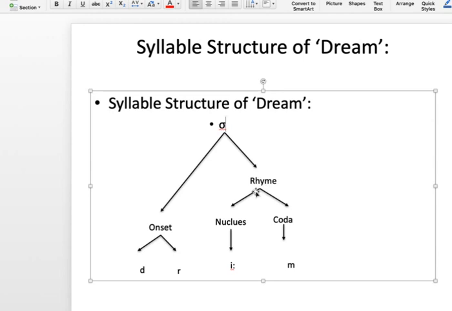So rhyme, as usual, we will distribute into two, nucleus and coda. In dream, the e sound is there. So at nucleus we have a vowel sound e, and the ma sound at coda position, because coda position will be after the vowel, after the nucleus sound. So how many consonants are there at coda position? 1. How many consonants are there at onset position? 2. So this is the structure of the syllable dream. So this is one syllable and one word.